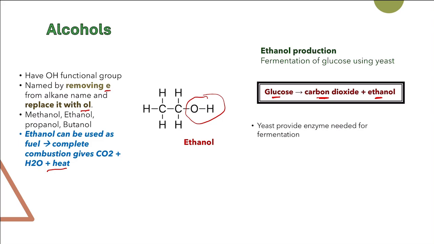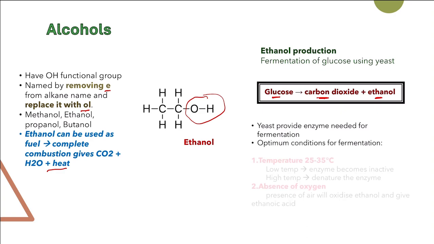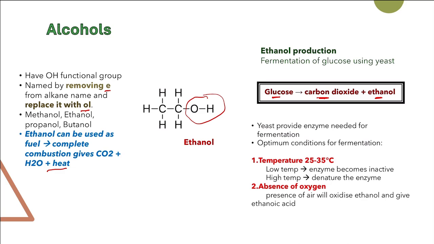Because yeast is used here to provide the enzyme that is needed for this reaction, we will have some optimum conditions. So the optimum temperature here is 25 to 35 degrees. If we use lower temperature, the enzyme will become inactive. Higher temperature will lead to denaturation of the enzyme.